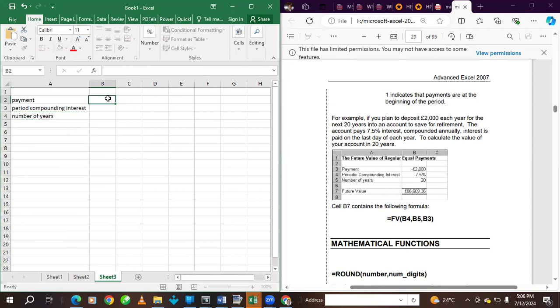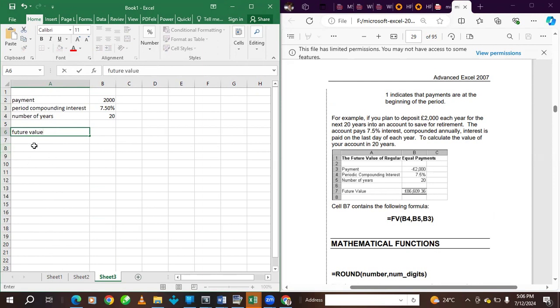Then from there, assume you are paying 2,000 every month. Then you have your interest, which is 7.5%. Then you have the number of years to be maybe 20. So how much money will you be able to get? You'll be able to use the future value in this case.